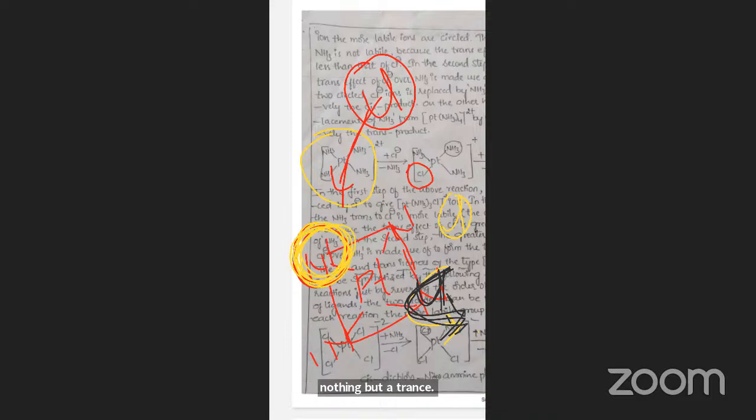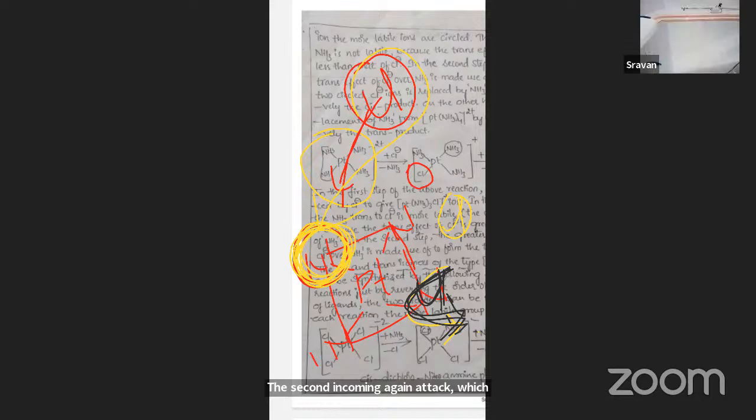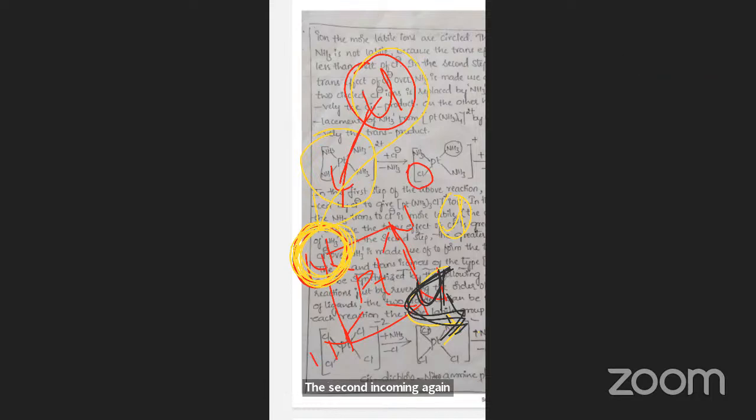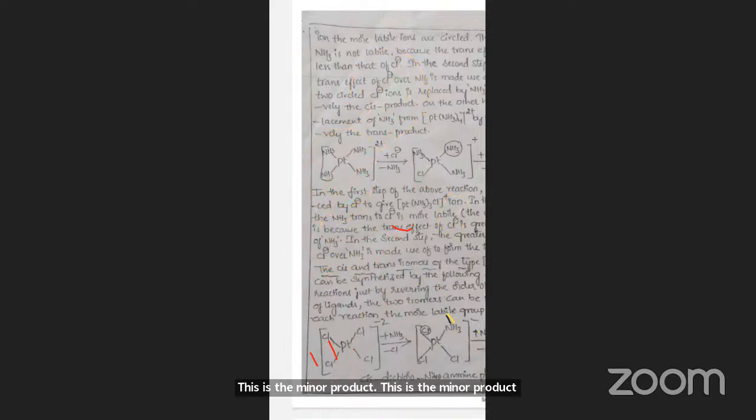The second incoming ligand attacks here. Which position does it attack? In this position, it attacks the trans position. Okay, this is the incoming ligand. So here trans is the major product. This is the minor product. Okay, this is very important. You can observe the applications of trans effect here.